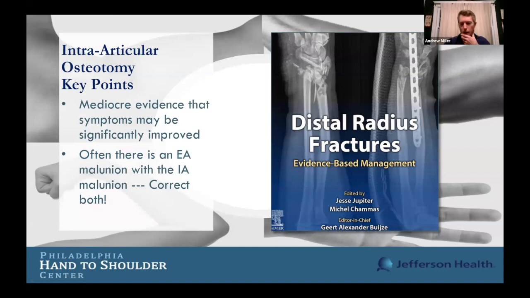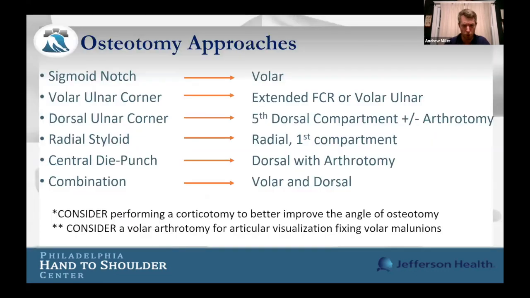With the intra-articular malunions, I think it's also important to note that even despite having some good relative indications, there's still mediocre evidence that a lot of the symptoms can be significantly improved by intra-articular malunion correction. And I think you also have to realize that a lot of these intra-articular malunions are, in fact, related to and in combination with extra-articular malunions, and you have to correct not just the intra-articular, but the extra-articular malunion when it exists. So approaches really depend on the type of intra-articular malunion.